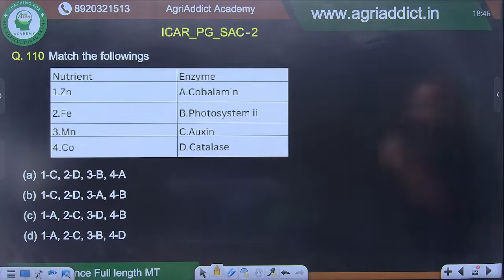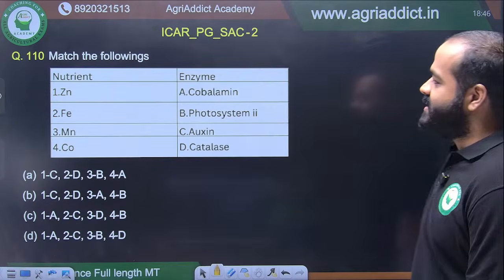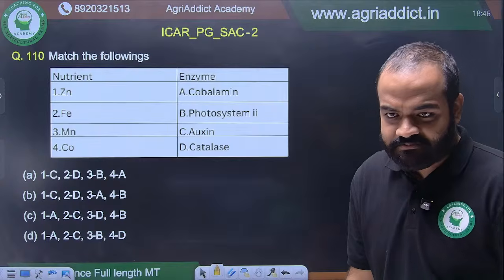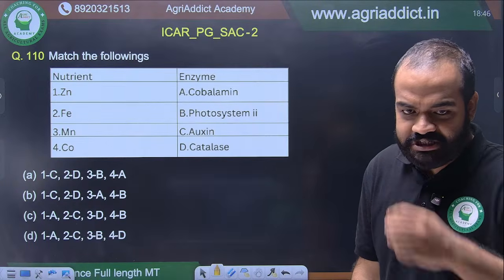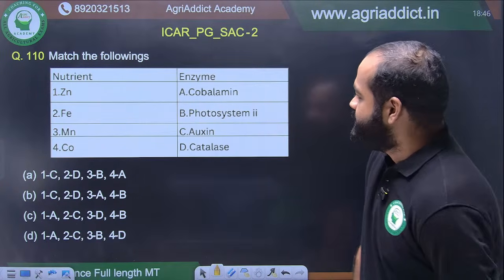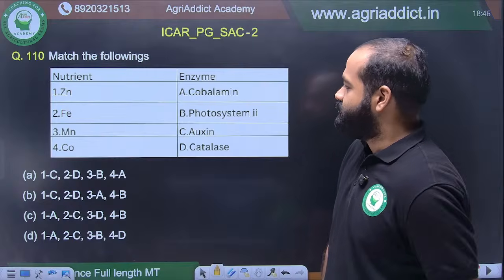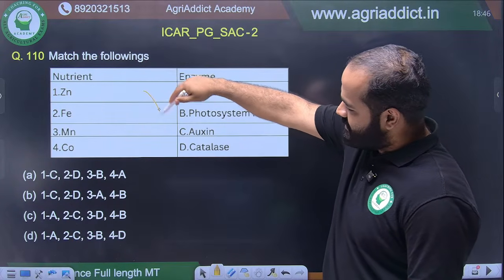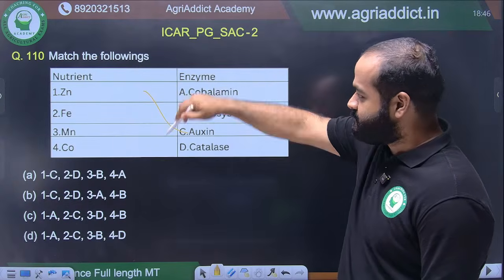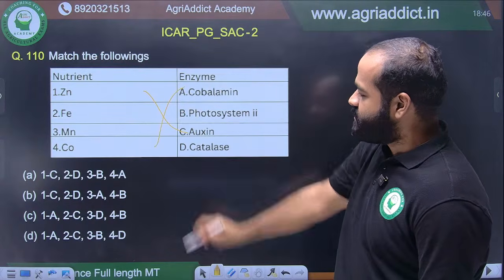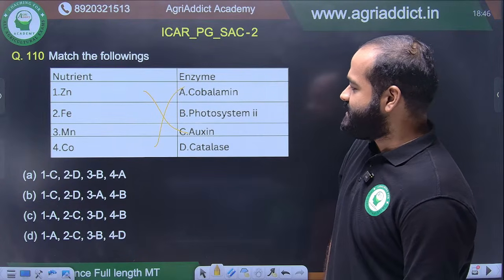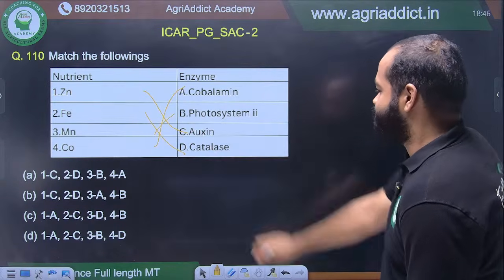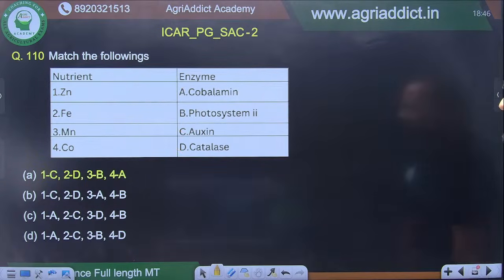Moving on, match the following enzyme and nutrient, quickly. Don't take much time on match the following. These are the easy parts of the question. Come on. With zinc, auxin, everyone knows that, right? With Co, cobalamin, everyone knows that too. Then with Fe, this one is a very easy question.